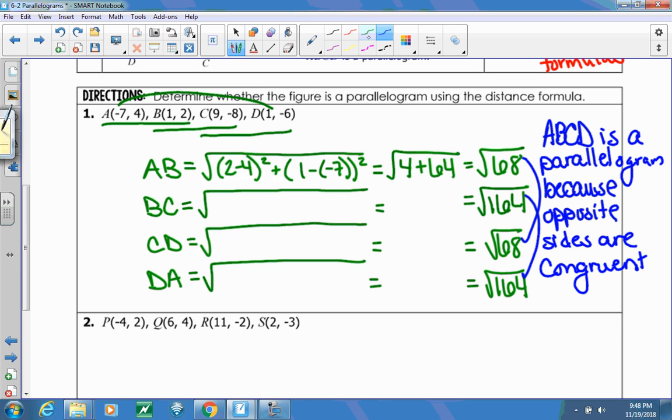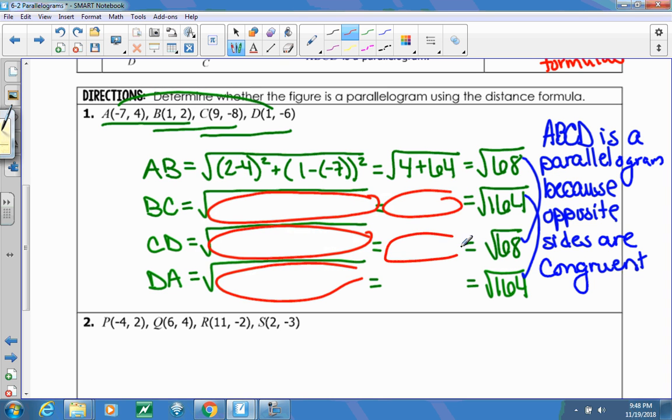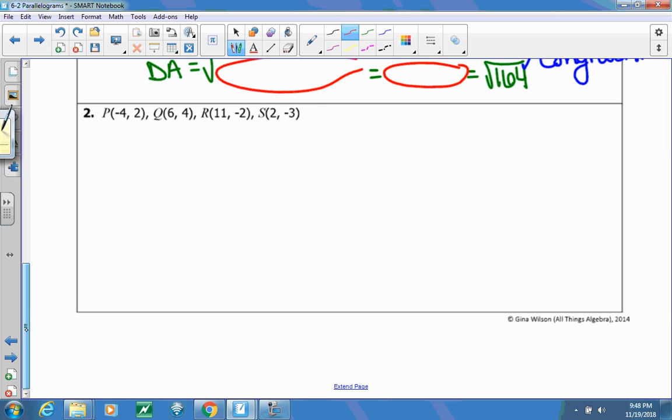Okay, so again, I should see when you get this turned in, you should have numbers filled in for these spaces here. That's what I'm going to be looking for you to do in order to get the full credit. All right, let's take a look at another example.